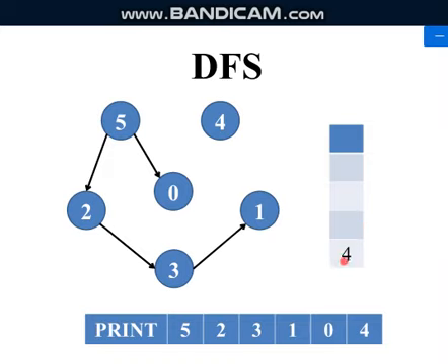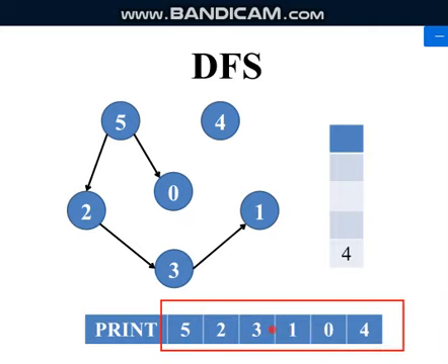into the stack. Now from 4, what are the nodes connected to it? From 4 you have 0 and 1, but that 0 and 1 are already visited, so you are not going to visit any node from 4. Again remove that 4. So this is the order in which we have visited: 5, 2, 3, 1, 0 and 4. So this is what we saw as DFS.